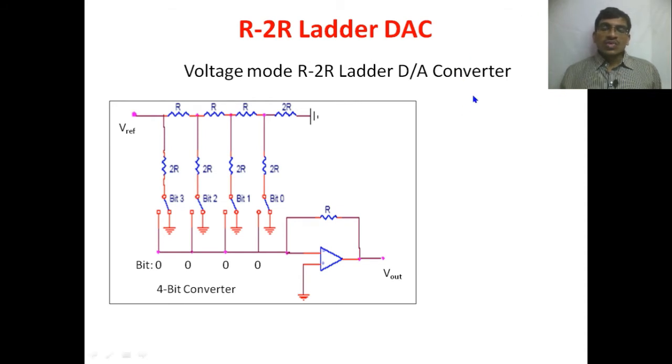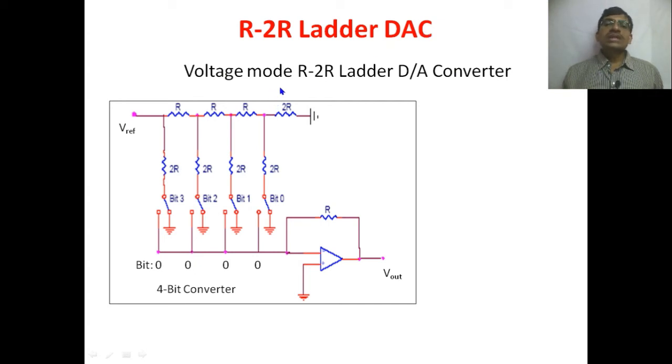So the main problem is the availability of the resistances. If the value of the resistance is getting larger, then it is difficult to obtain and very difficult to fabricate inside the IC. So we go for the R-2R ladder DAC, which is the advanced version of the binary weighted resistor DAC. This R-2R ladder DAC is divided into two types.